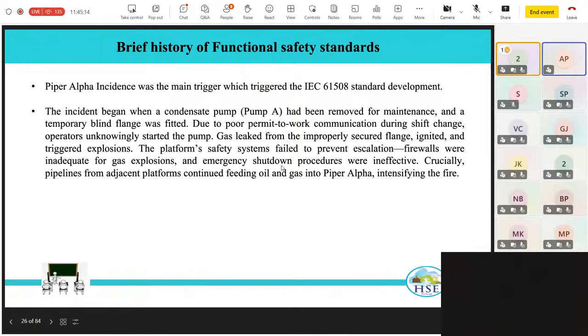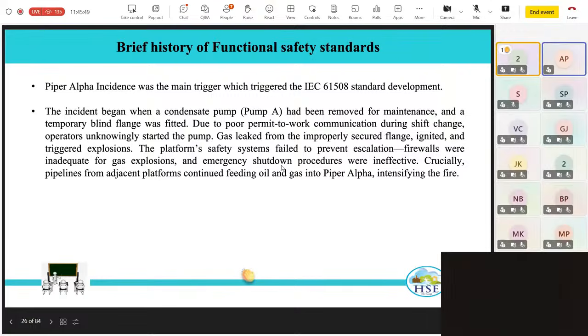The moment pump A was started, because there was a loose flange connected on the pump A condensate pump, the gas immediately started leaking out from that place, and within no time it caught fire somewhere, and there was a huge explosion. And as I mentioned to you earlier, there was no explosion protection wall. So the moment that explosion happened, the first thing that went down was the control room. Now just imagine you have a huge explosion and fire on the platform, and you do not have any control room to take any preventive action.